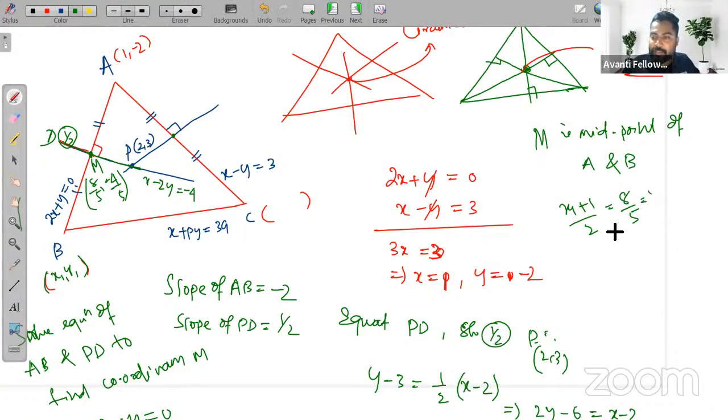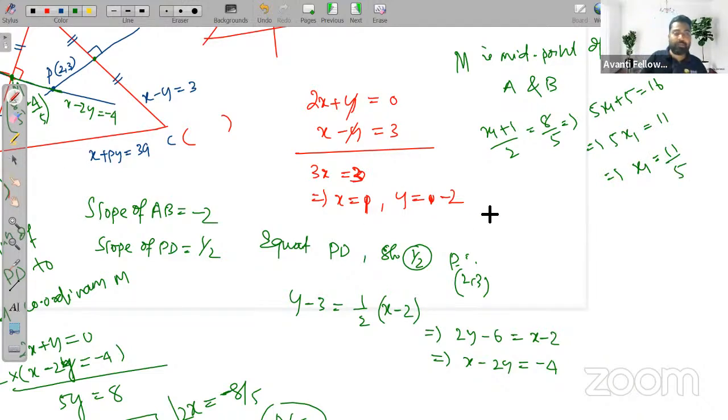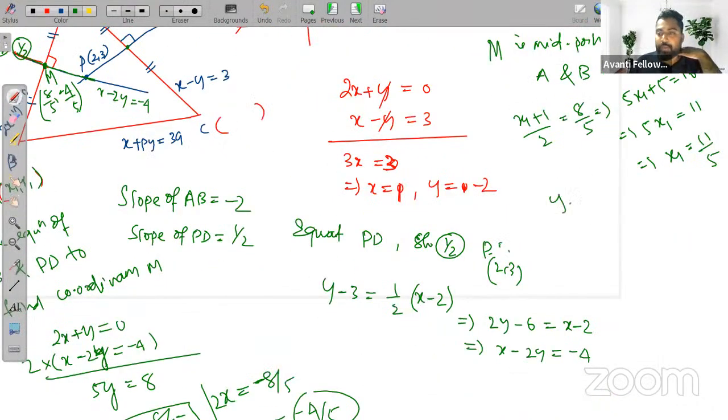By solving it, you will get 5x1 plus 5 is equal to 16, and 5x1 becomes 11, and x1 becomes 11 upon 5. Similarly, also (y1 minus 2) upon 2 is equal to minus 4 by 5. By solving it also, we'll get the coordinate of B.